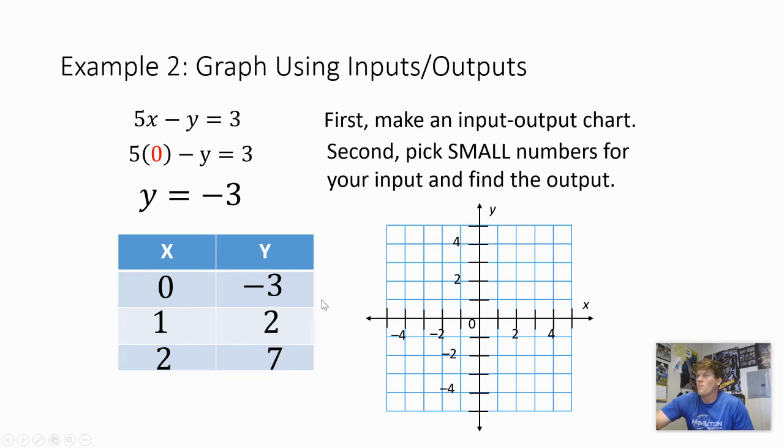Plot these points. 0, negative 3. Okay, 0, 1, 2, 3. 1, 2. Horizontally first, then up 2. Uh-oh. 2, 7. Oh, we're a little too big for my graph. But if we follow that pattern, if we follow that line, it should go right through there. There's example 2.